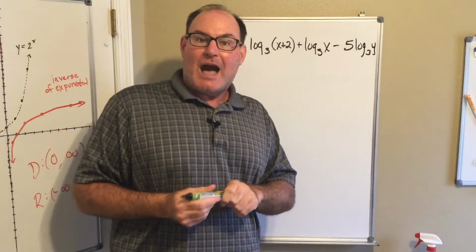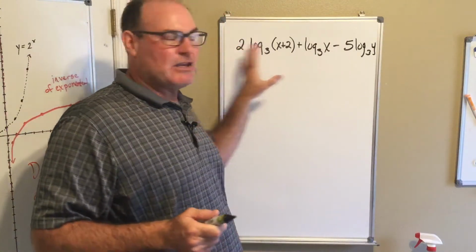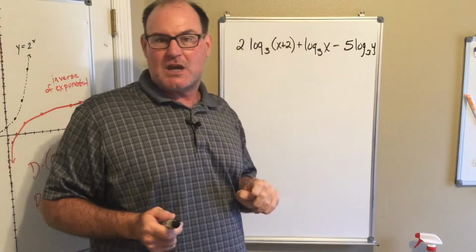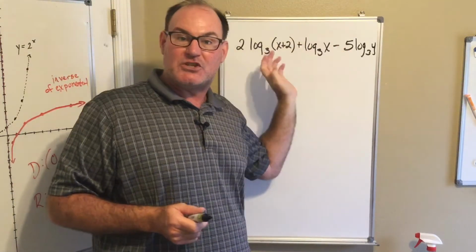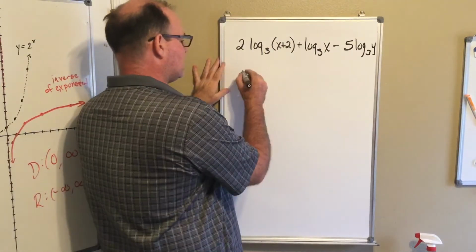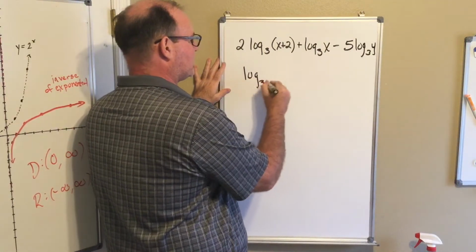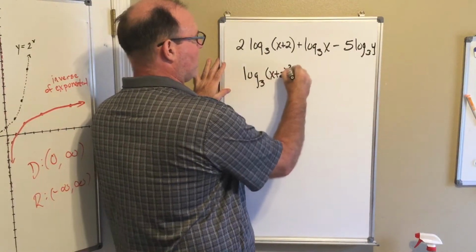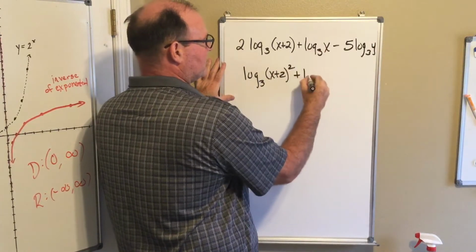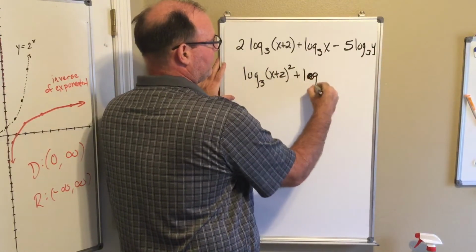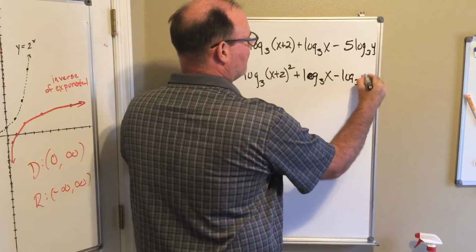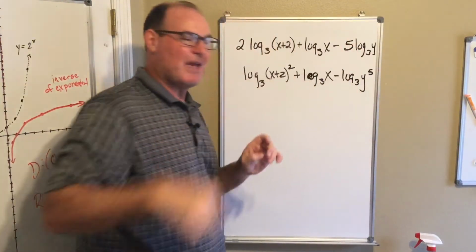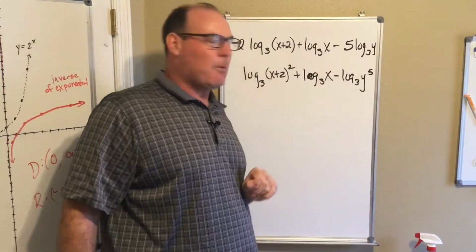So here we go. I am going to first start by getting rid of these coefficients because I can't do anything with these minuses and pluses as long as there's a coefficient there. So the first thing I'm going to do is I'm going to say that this first term is log base 3 of (x plus 2) squared. There's no coefficient, or there's a coefficient of 1, and then minus the log base 3 of y to the 5th power. Okay, so I've made each of those now powers.